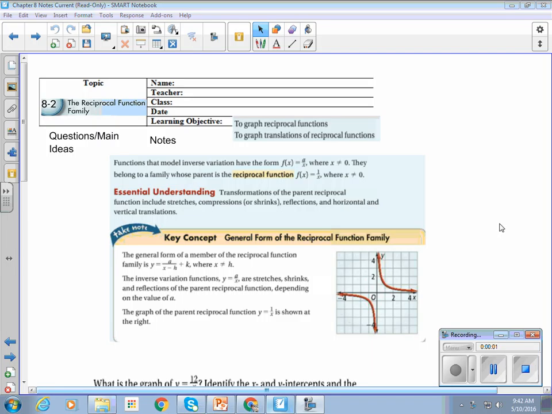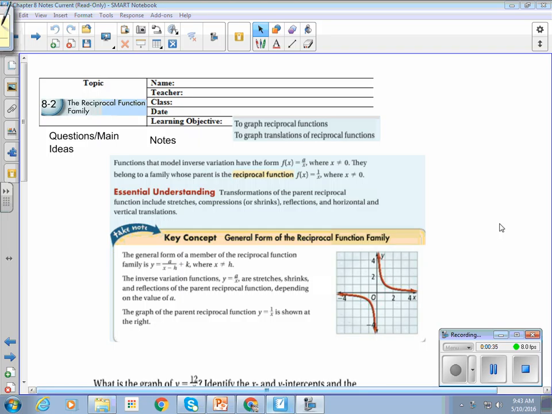All right, so this is section 8-2. Thankfully, it is the same information we've done with our other functions. We're going to use the same translation information as we have for quadratics, as we have for cubics. The only difference is we're looking at a reciprocal function. What we're calling the reciprocal function today is the 1 over x.